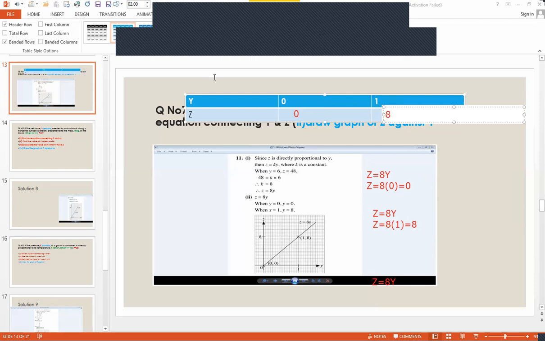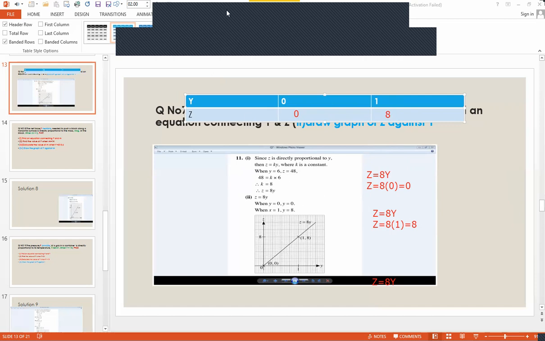This means when y is equal to 0, z is also 0, and when y is equal to 1, z is equal to 8. Why do we say z is equal to 8? Because the proportional change in z is 8 times depending upon the y. Clear? Now we have to draw this.